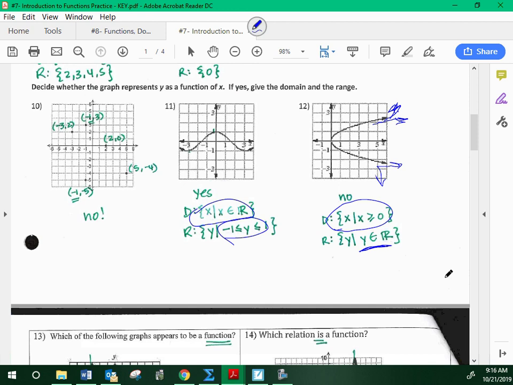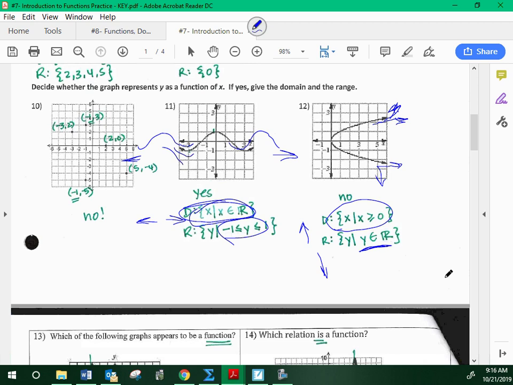All real numbers for domain is when we have everything to the left and everything to the right. All real numbers for range is everything down and everything up. When I look at my arrows, they indicate it's going to keep repeating, doing this little knot there. It's going forever to the left and forever to the right. That's why I had all real numbers for my x's.